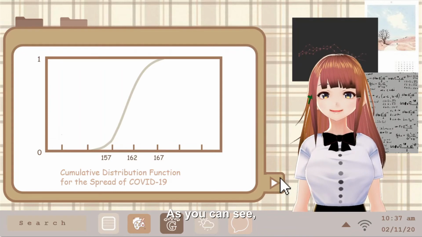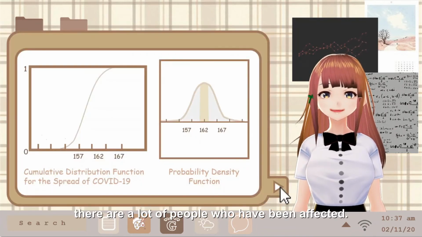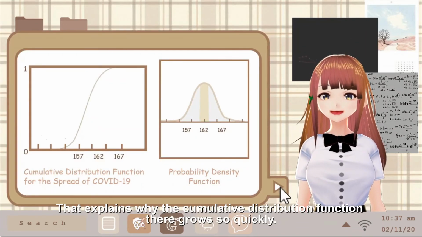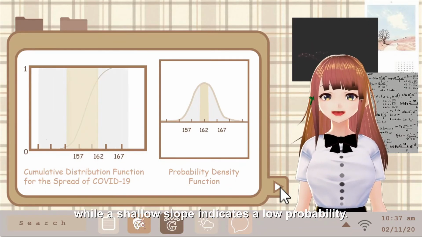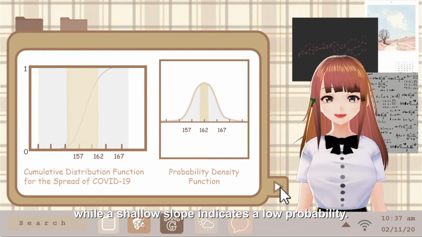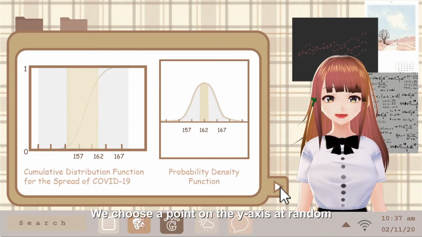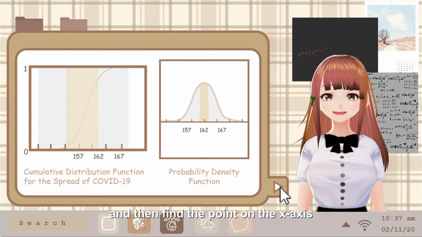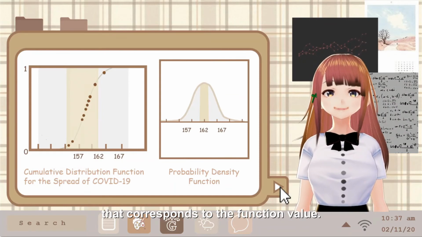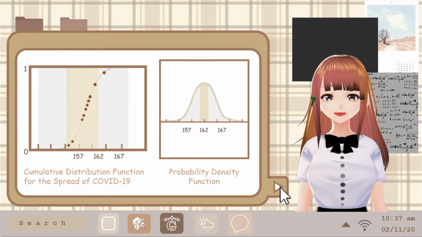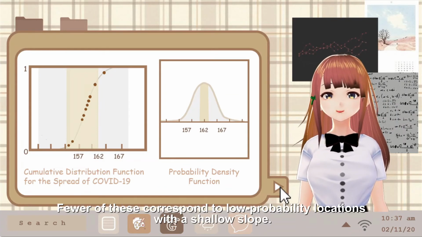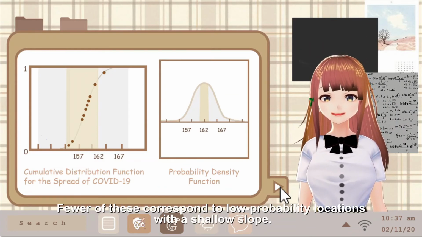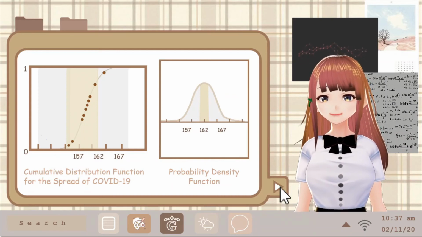Well, as you can see, there are a lot of people who have been affected. That explains why the cumulative distribution function there grows so quickly. A steep slope indicates a high probability, while a shallow slope indicates a low probability. We choose a point on the y-axis at random and then find the point on the x-axis that corresponds to the function value. More of those points belong to places with a steep probability slope. Fewer of these correspond to low probability locations with a shallow slope.